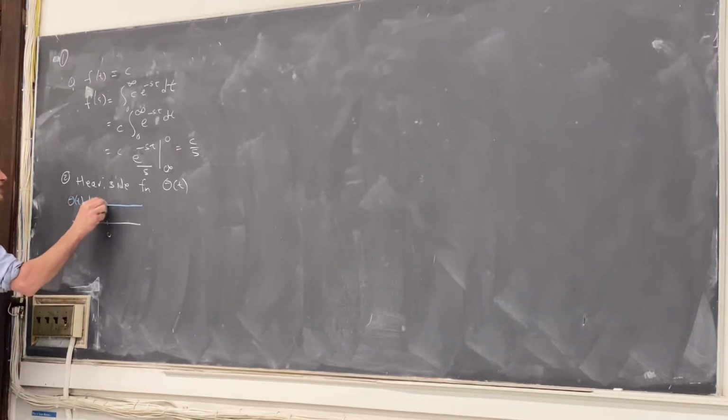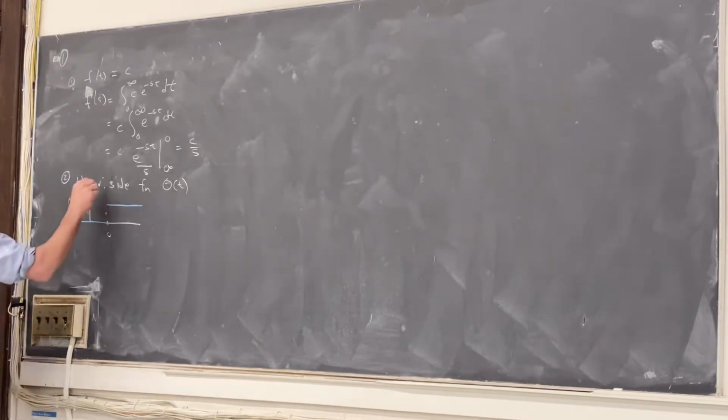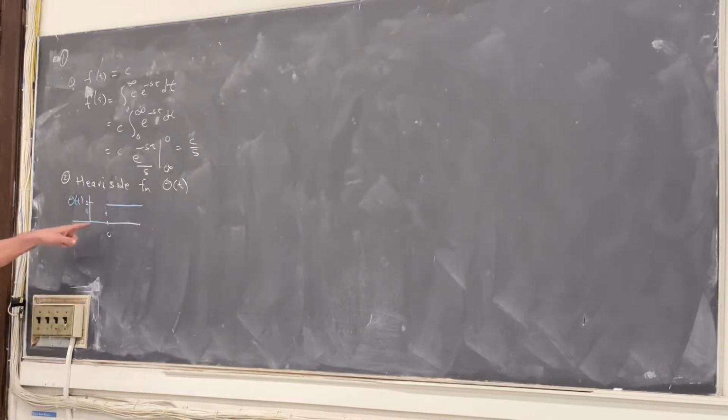But we think of it as the step function. So that's called the Heaviside function. It kind of looks like one side is heavier than the other, but it's actually named after Oliver Heaviside. I don't know how heavy he was.